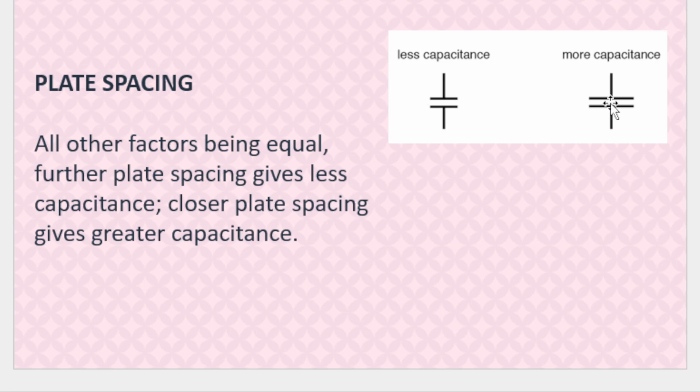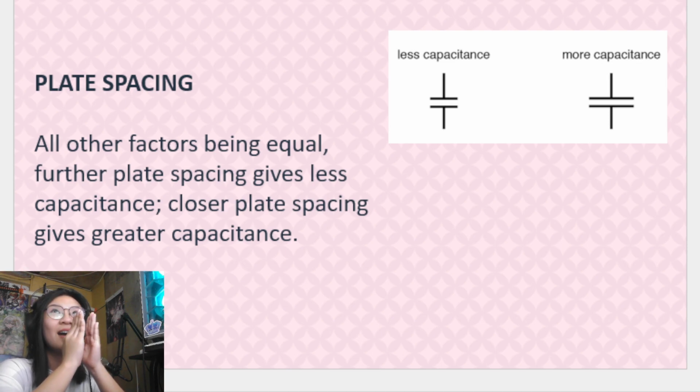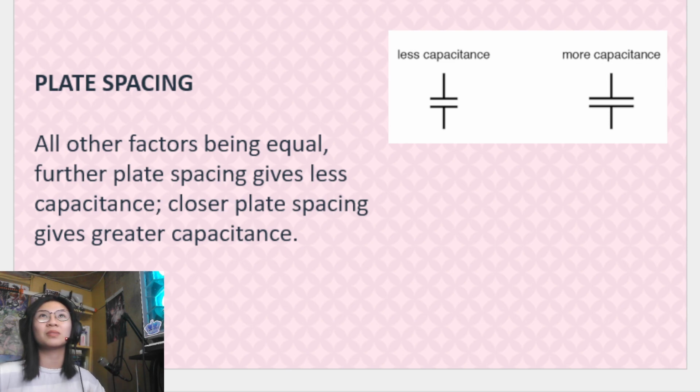The more close they are with each other, remember our electric interaction with them, the more attraction they have, the more the charges stay in place. They do not go back to the source or back to the wires. They stay in the capacitor. That is because of the attraction between them. So the less spacing they have, the closer they are, the more capacitance.